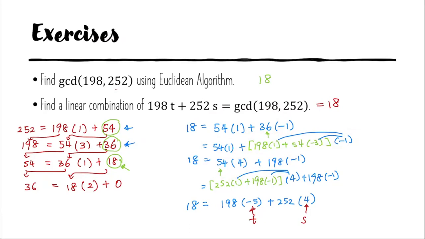And how do you know which number to substitute? Always look for the remainder. Start from the line where you find the GCD, and then you always go one step up, and you will keep going up until you reach the first equation.